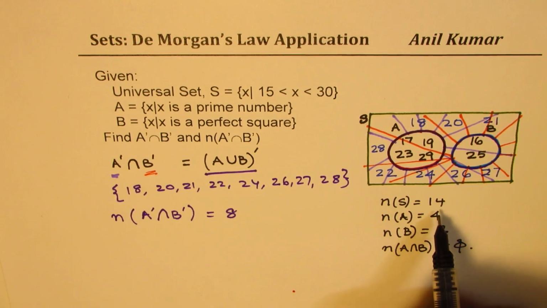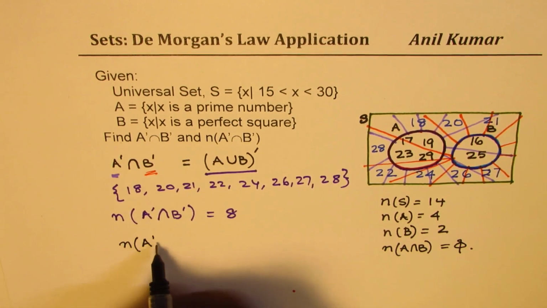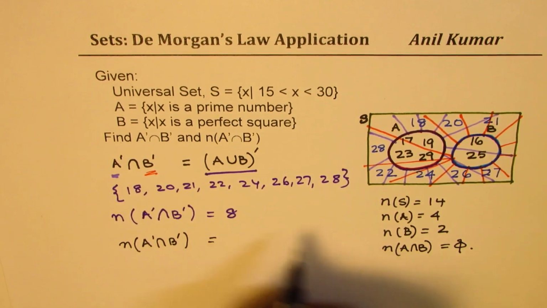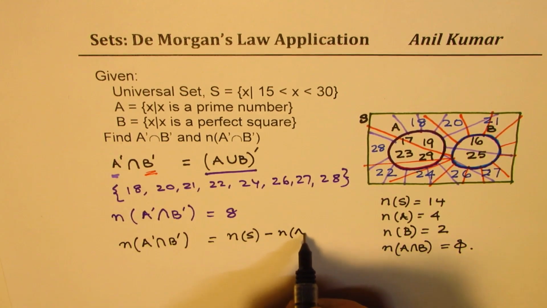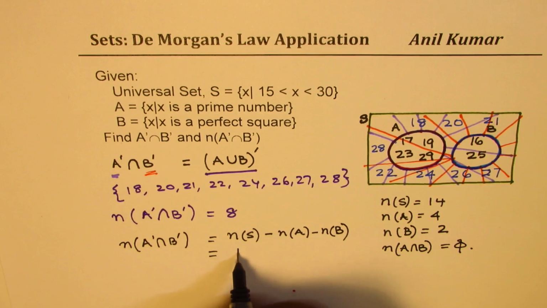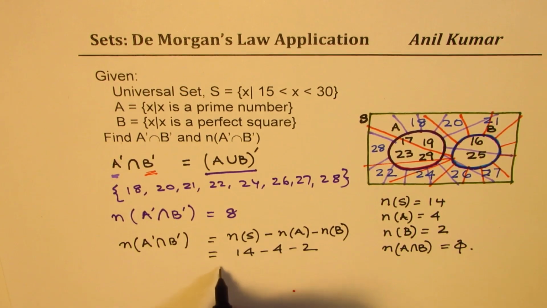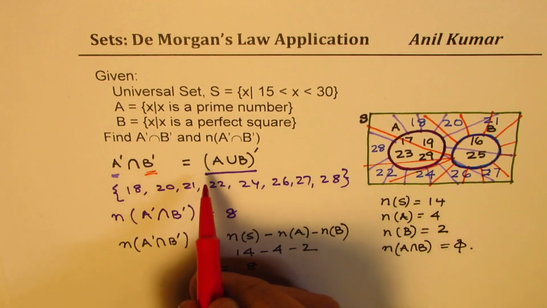So basically, what we are trying to do is we are taking away from 14, 4 and 8. So the number of elements which are in the intersection of this, right, will be number of elements in the universal set minus number of elements in A minus number of elements in B, right? So in our case, it is going to be 14 minus 4 minus 2. That gives you 8 as the answer, correct? So that is how we are going to figure it out, right? So is that clear? Now let's look into this part.